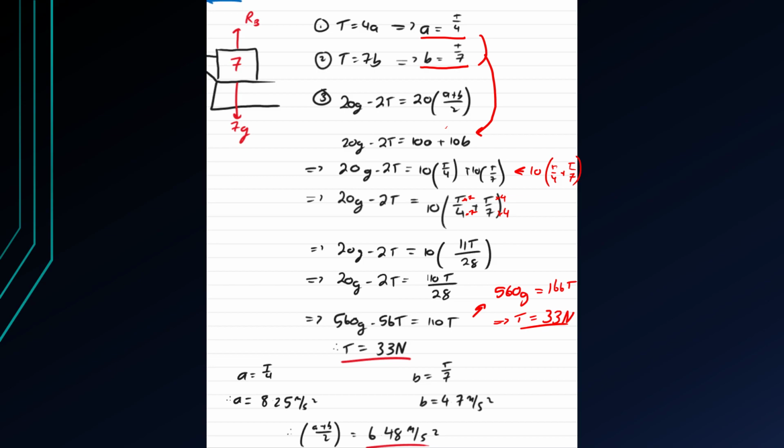Now, usually we don't find the tension in the string first. However, we have found the tension in the string first here, because if you put it into a, if a is T over 4, the acceleration of A is 8.25 meters per second squared. The acceleration of the second particle is T over 7, so 4.7 meters per second squared. So the average acceleration, or the acceleration of pulley C, is just 8.25 plus 4.7 over 2, which turns out to be 6.48 meters per second squared, or 6.5 meters per second squared, if you're taking it to the same significance as g being 9.8.